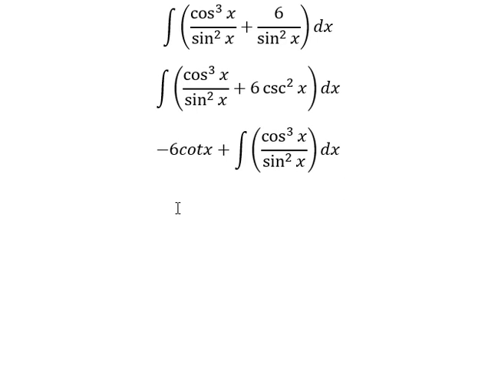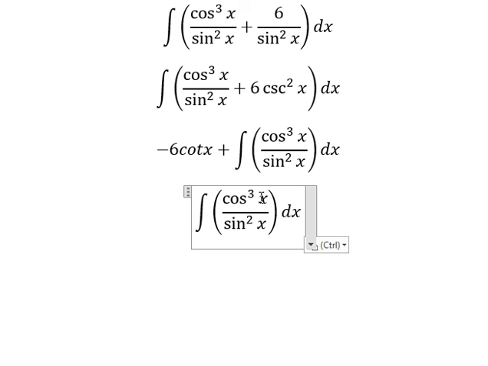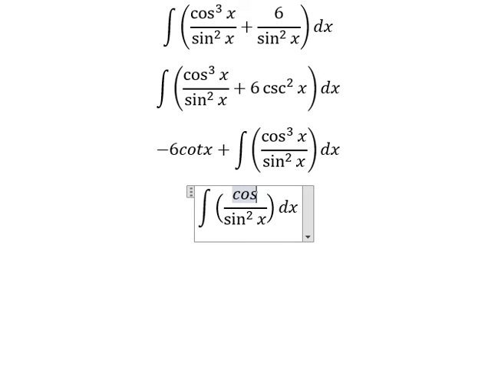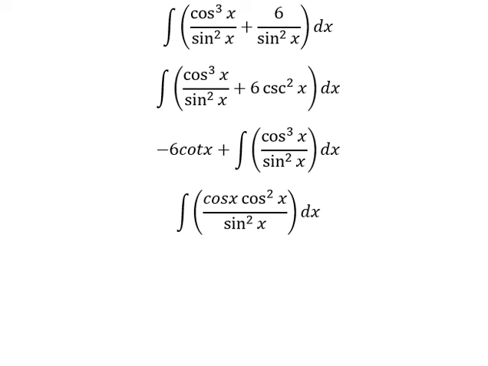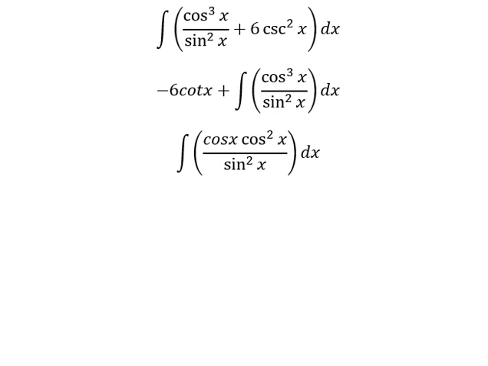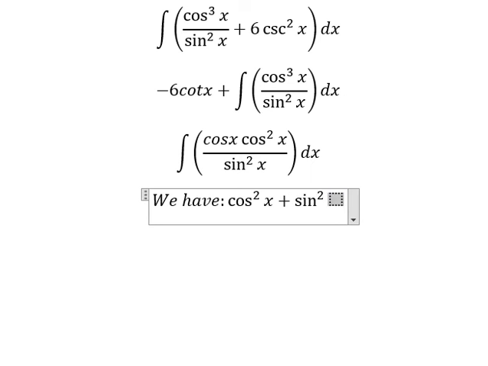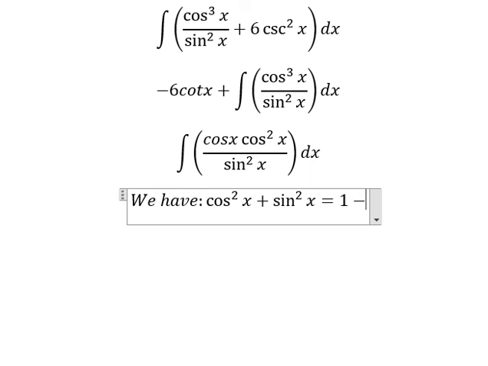Now I will concentrate on this one. This one we have cosine s multiplied by cosine s squared. So we have the formula in here: cosine s squared plus sine s squared equals 1.